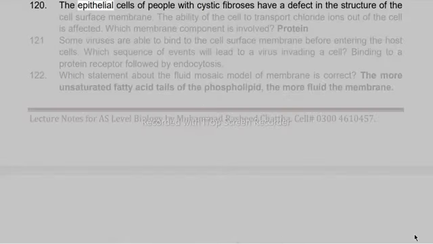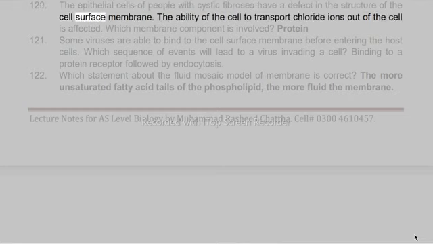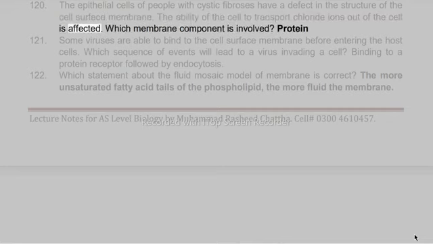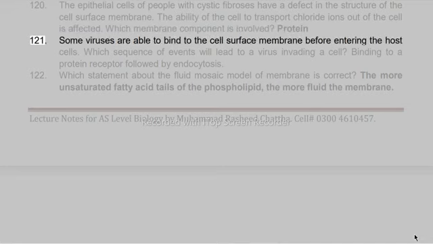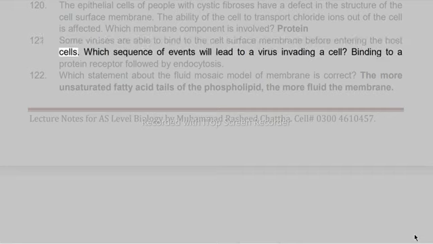120. The epithelial cells of people with cystic fibrosis have a defect in the structure of the cell surface membrane. The ability of the cell to transport chloride ions out of the cell is affected. Which membrane component is involved? Protein.